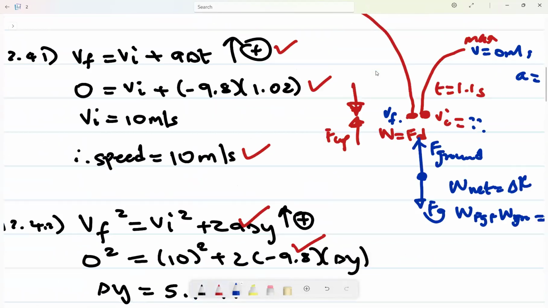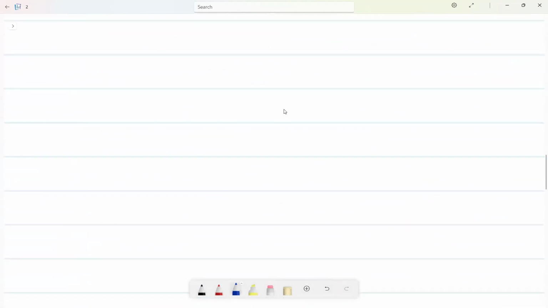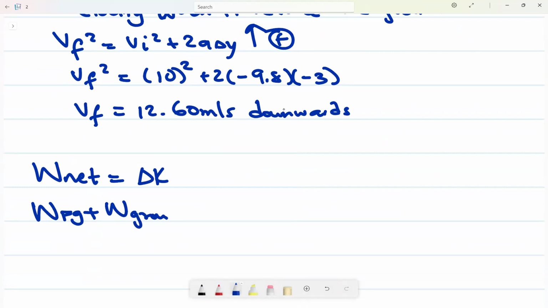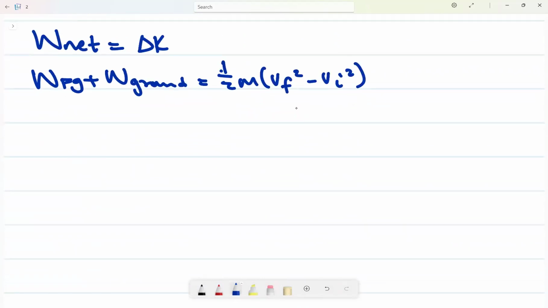But now the question is, what do we want? We want the work done by the ground. So we're going to say, okay, W net is equal to change in K. What is W net? Work done by FG plus work done by the ground is equal to a half m Vf squared minus Vi squared. What is the work done by the FG? Work done by FG is mass multiplied by gravitational force, right?